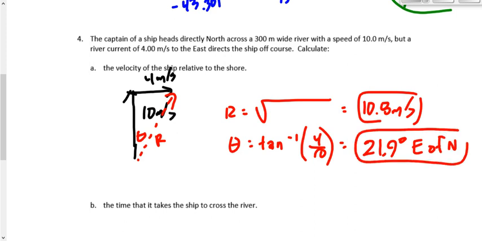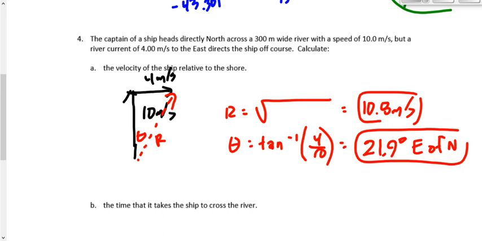Now, some of you drew it like this and got 68 degrees. Is that right? If you got 68 degrees like this? Absolutely it is. But that would be 68 degrees north of east, not 68 degrees east of north. Both would be absolutely correct, including on Wednesday's test.